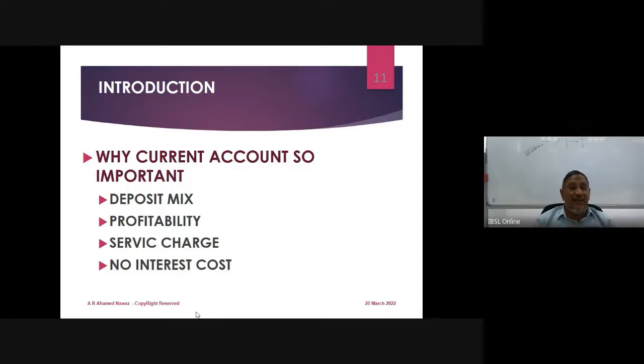Then the profitability: current accounts are zero cost and profitable because the products attached to current accounts are commission earning products. And we charge service charges to cover our minimum cost. To operate an account, we have a minimum cost. If the customer is not maintaining the minimum balance, we can charge a service charge to cover our cost, or else we have to close the account. Because there's no interest cost, current accounts are important for us.